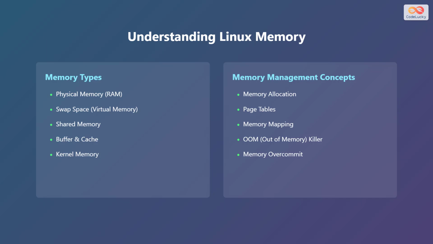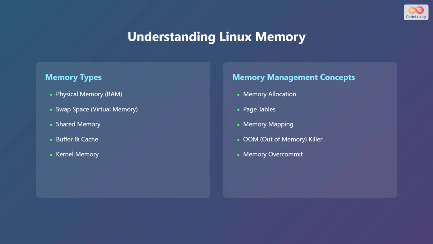Now let's look into some of the key memory management concepts in Linux. These include memory allocation, which is the process of assigning memory to processes. Page tables are used to map virtual addresses to physical addresses. Memory mapping involves mapping files or devices into memory.